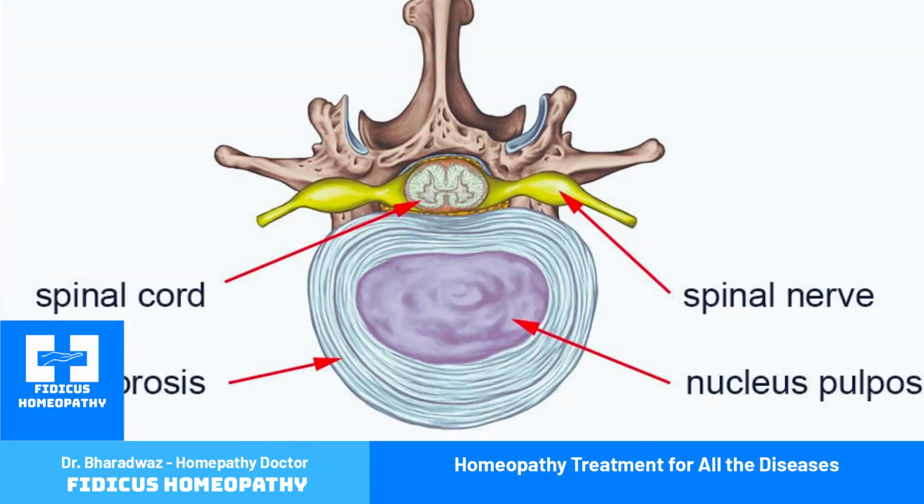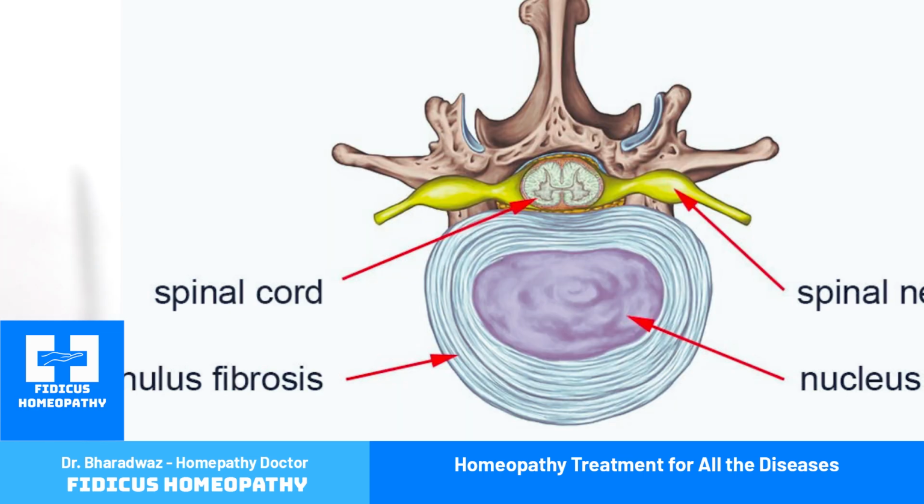The disc is a modified cartilage present in between 2 vertebrae. There are 2 parts to the disc. The central part is known as the nucleus pulposus. This is a gelatinous part, full of water. The outer part of the disc is known as the annulus fibrosus. This is a fibrous part.